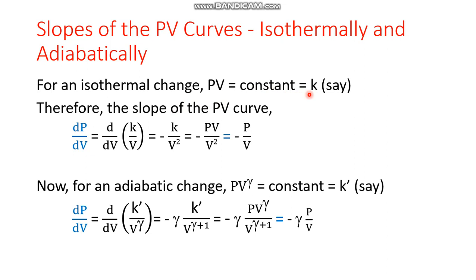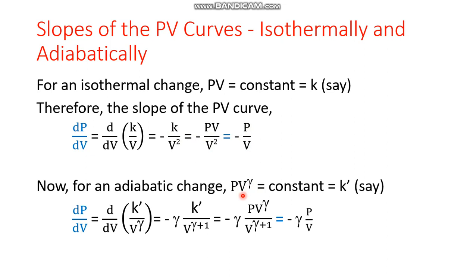Definitely it is dP by dV, if P is on the y-axis and V is on the x-axis. So here we know PV equals K, that means P equals K by V. In place of P we put K by V and differentiate, and the result is minus K by V square. We know K is equal to PV, so putting PV again, we get minus PV over V square, and the final result is minus P by V. And if this change is an adiabatic change, then what is the value of the slope?